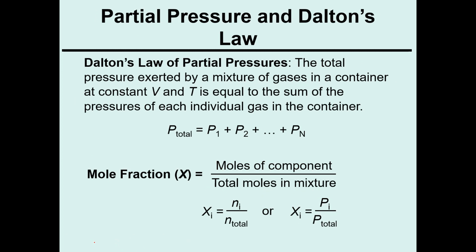Okay, so let's talk about Dalton's law and partial pressures. Dalton's law of partial pressures tells us that if we have a mixture of gases in a container, the total pressure exerted by that mixture is equal to the sum of the partial pressures of each of the individual gases in the container. So if we take each of the gases, we can represent their partial pressures, and that's equal to P total.